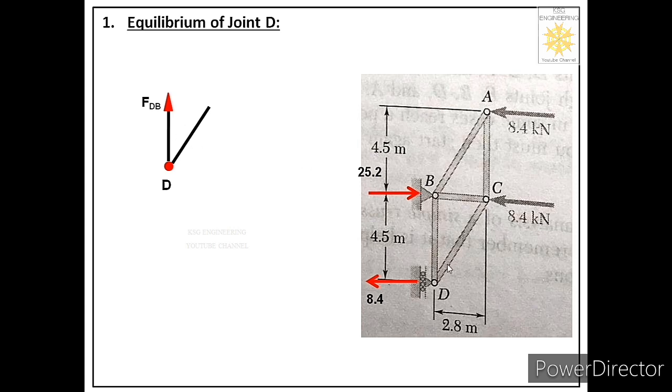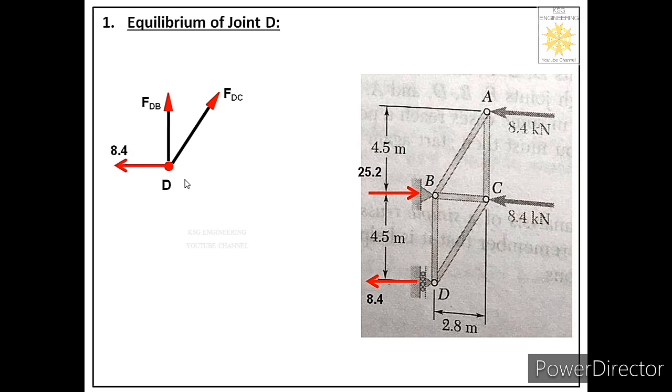Now this member is DC. So in this member also we will consider tensile force, means we will assume the direction of the force away from the joint. So let us label this force as FDC. Now after this we should see, is there any external force acting at joint D? No, there is no external force acting at joint D. Then we should see, is there any reaction acting at joint D? Yes, there is one reaction, 8.4 kilonewton acting towards left. So at joint D we have to show that reaction.